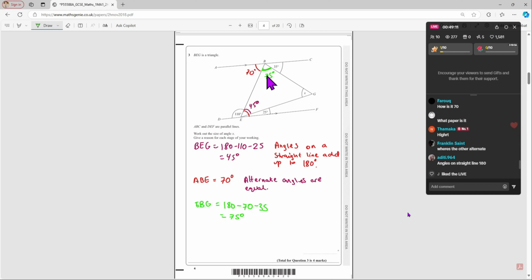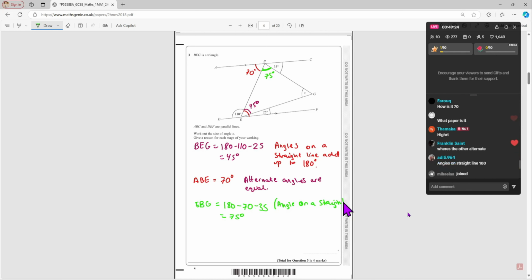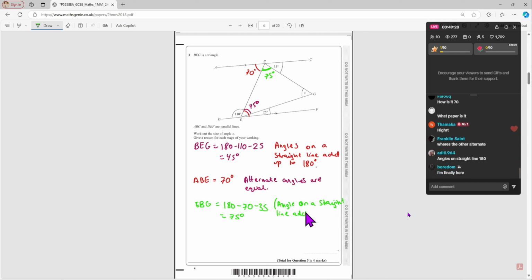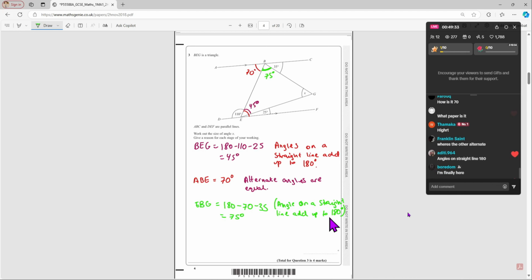So now we've got 75 degrees. So we're going to write angles on a straight line add up to 180 degrees. So now we've got that.